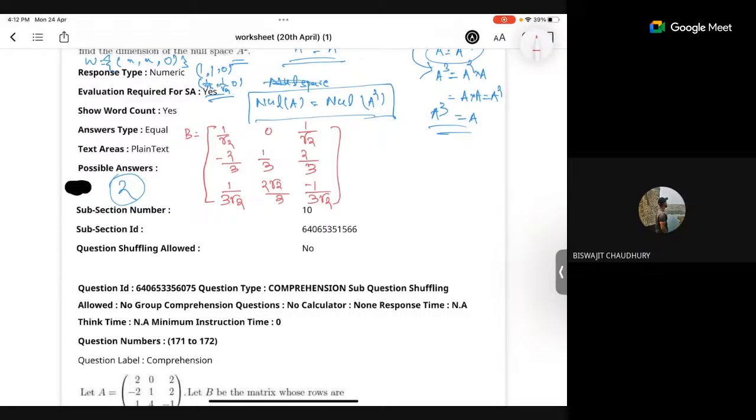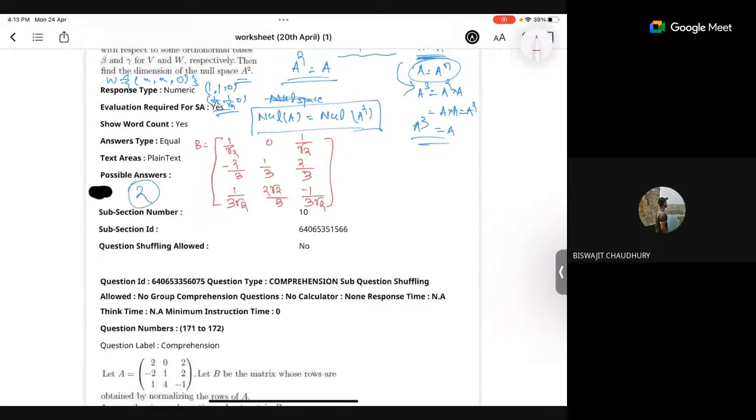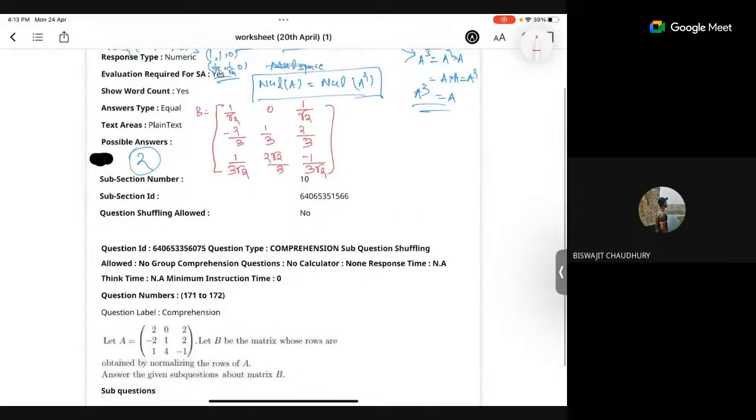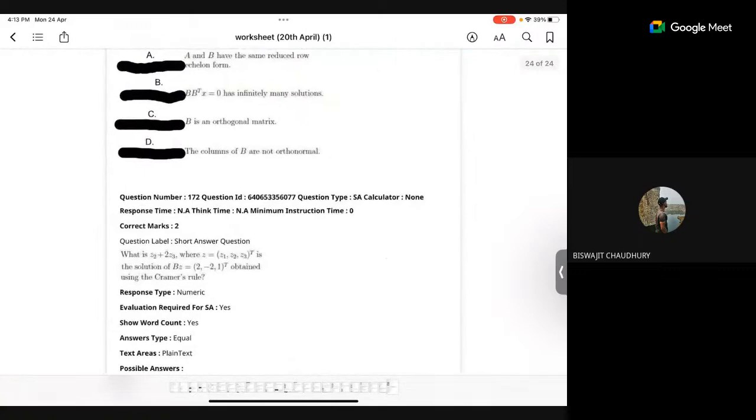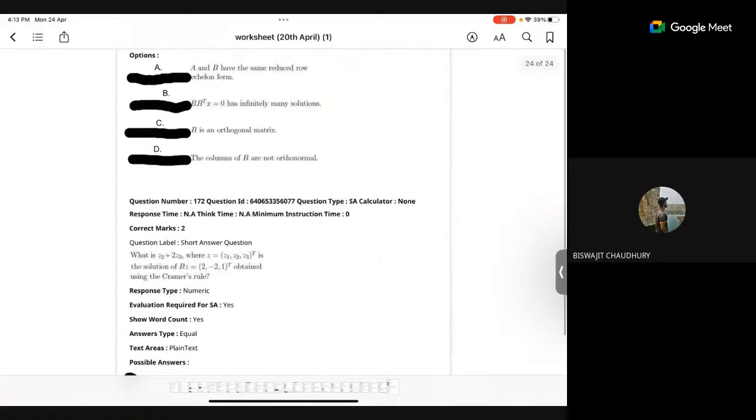I'm saying about reduced row echelon form, not row echelon form. Row echelon form may be different, but the reduced row echelon form will be the same. Even the reduced row echelon form is the same for the matrices which have the same rank and of the same order, of course. So option one is pretty much clear, I think. Now let's check for option C. We'll check option B later.